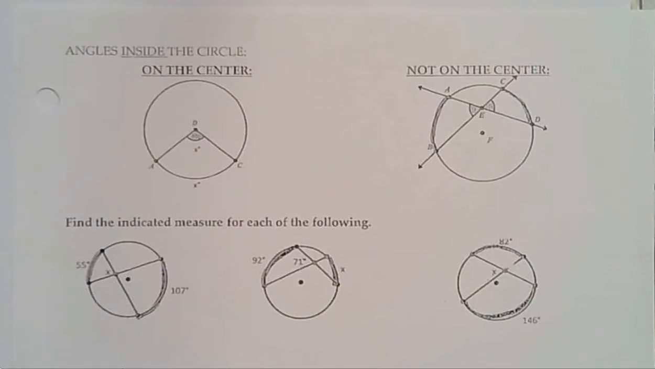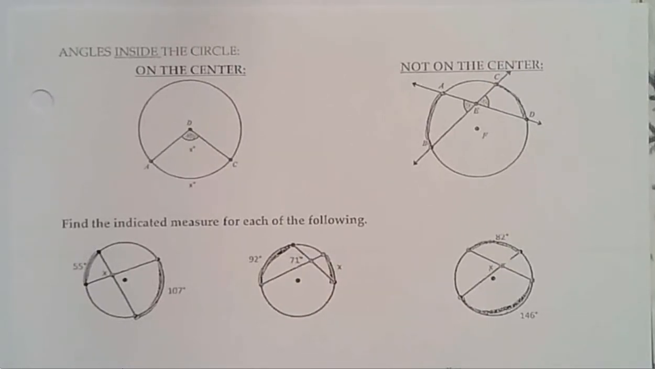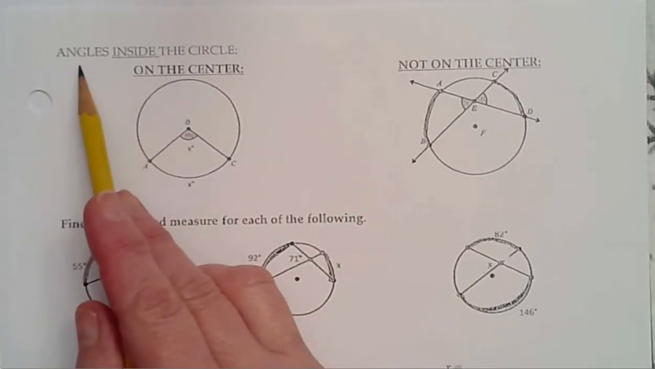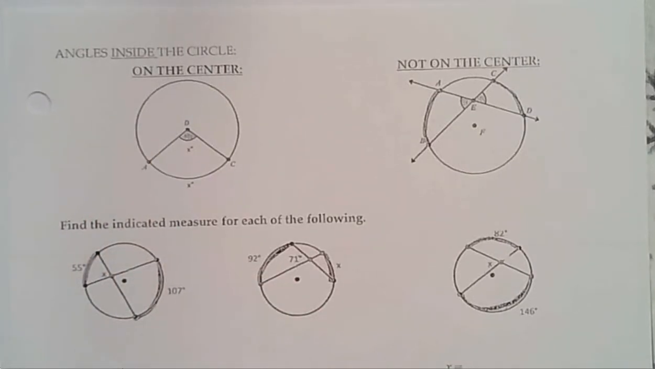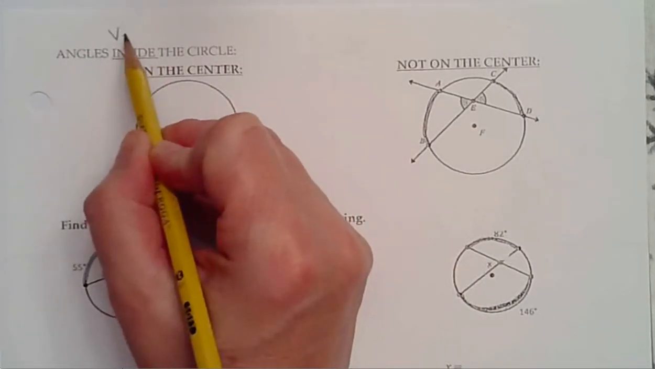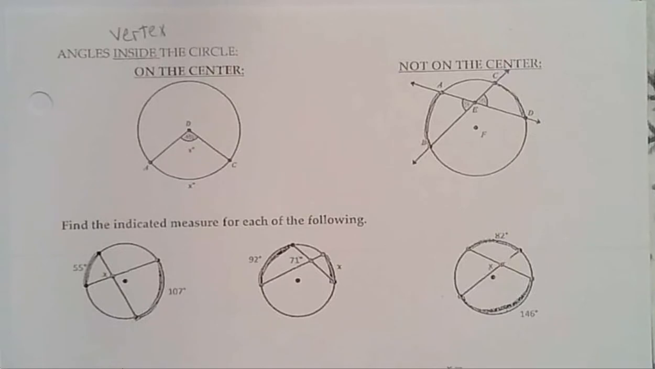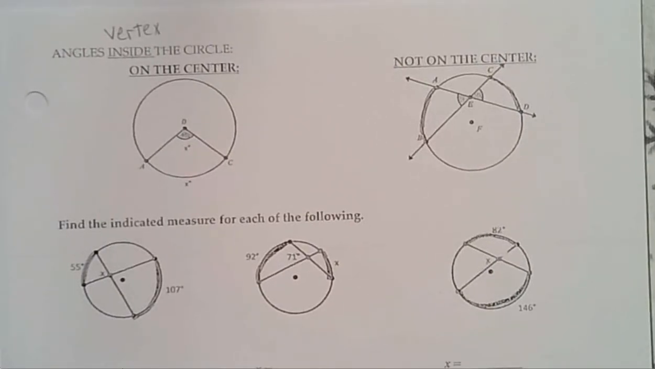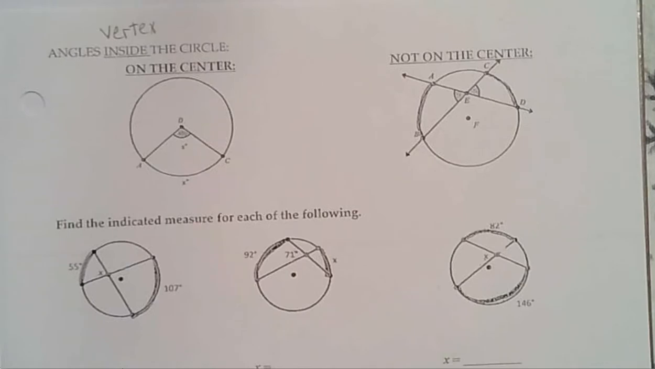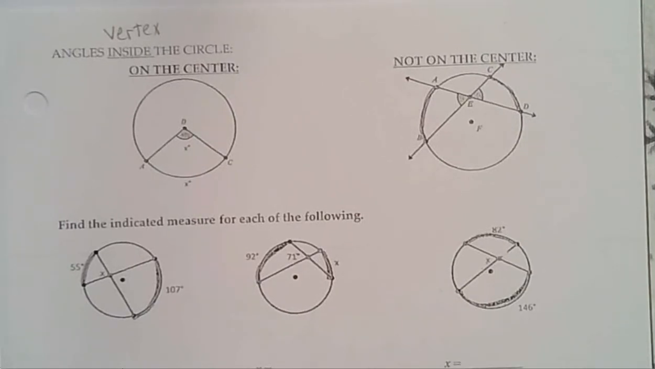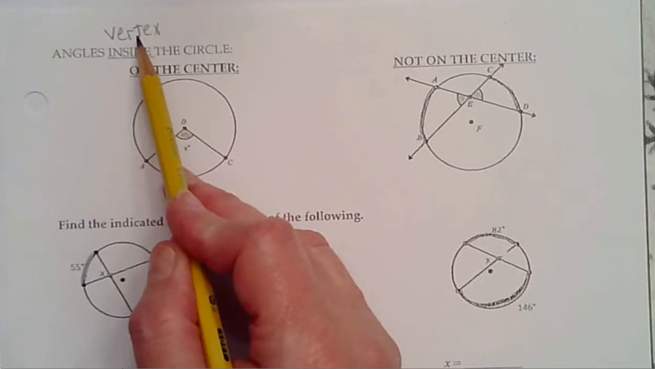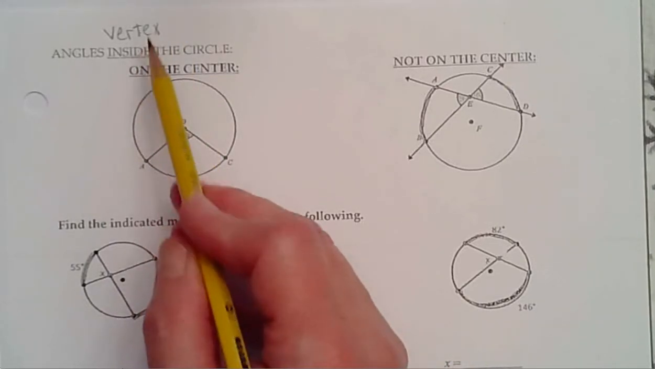We continue finding relationships involving angles of a circle and their intercepted arcs. So let's take a look at what we have going on here. We're going to look at angles where the vertex is inside the circle. Yesterday we looked at angles that were inscribed, which means the vertex was on the circle. Now we're going to look at angles where the vertex is inside the circle.